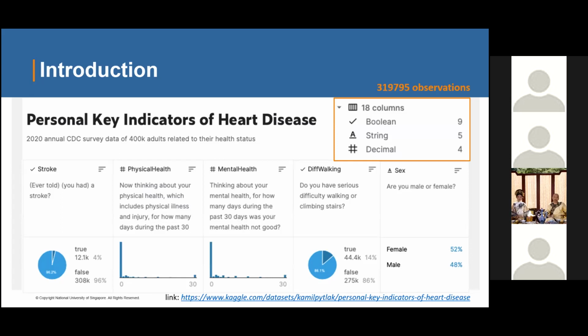Therefore, researchers collected data from the 2020 annual CDC survey data of 400,000 adults related to their heart disease. The original dataset includes more than 300 variables, and the researchers selected 18 of them. Here are some descriptive statistics for variables. Totally, there are 9 Boolean variables, 5 string variables, and 4 decimal variables. And there are 319,795 observations in total. Next page, please.